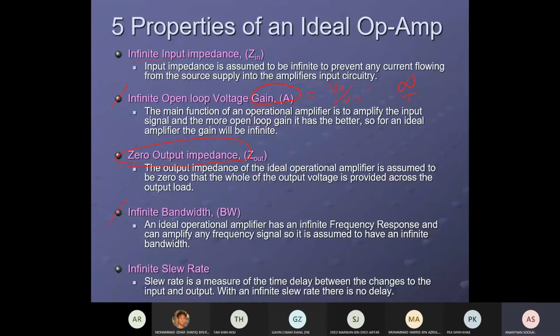The fourth one is called bandwidth. It has an infinite bandwidth. What is bandwidth? Bandwidth is a range. An ideal op amp has an infinite frequency response. Bandwidth means, I'll tell you what bandwidth is.